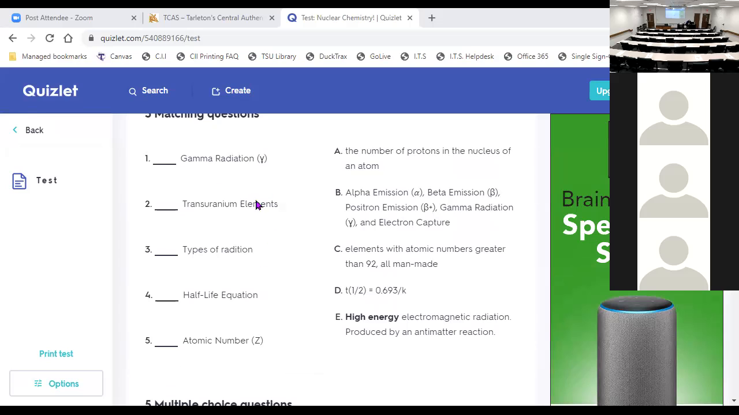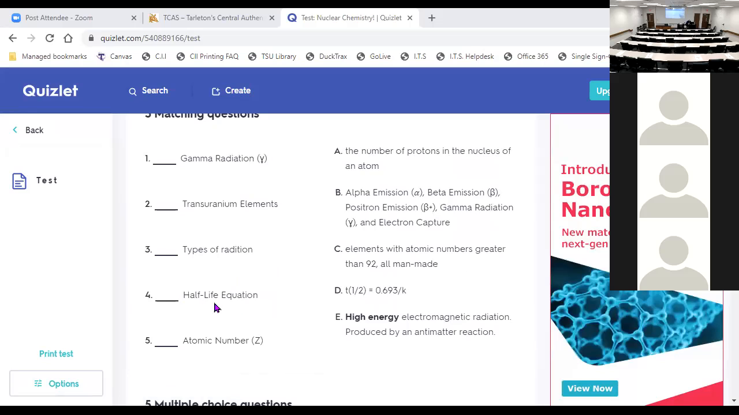So let's look at all these. What's one that we can mark right off the bat? Number 4, equation. Which one of these is an equation? D, yeah. So that's your half-life equation. The half-life, so T 1/2.